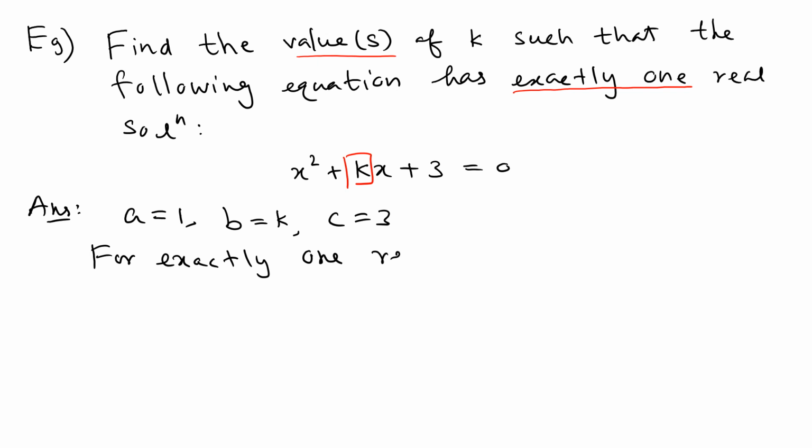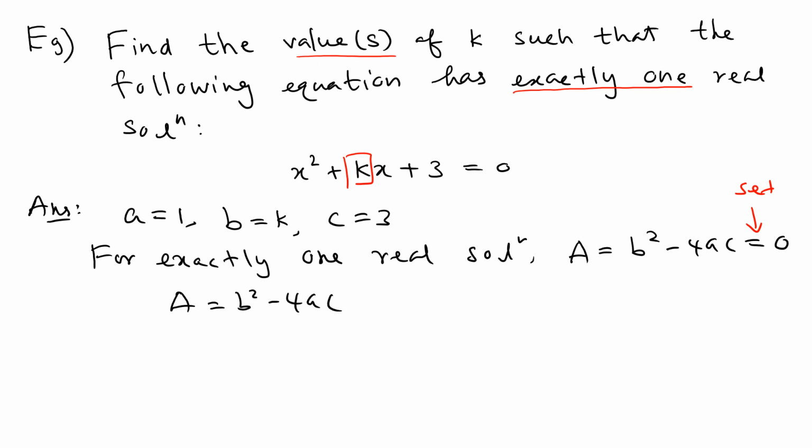So we know that for exactly one real solution, the discriminant delta, which is b squared minus 4ac, has to be 0, because when it is 0 there's only one solution. So we can set it equal to 0 and solve for k. So delta, which is b squared minus 4ac, we're going to plug in. b equals k, so it's k squared minus 4, a is equal to 1, c is equal to 3. That means you're going to get k squared minus 12 equals 0.